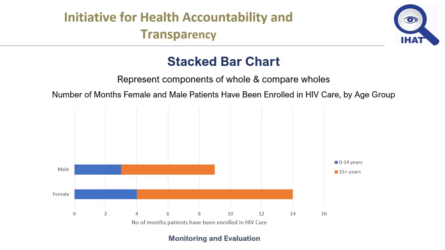A stacked bar represents components of a whole and compares wholes. Like you can see here, this is a whole and is divided into two colors. So it shows you the components of a whole and also compares wholes.